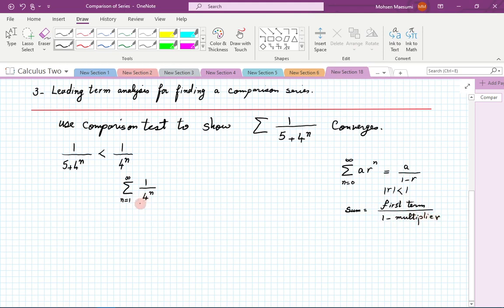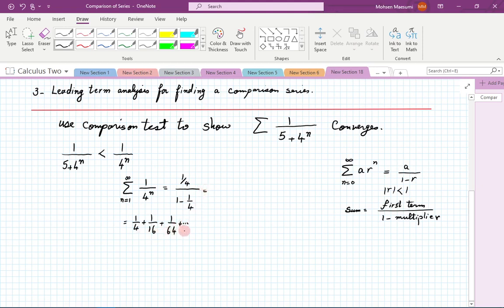So in this case, we are starting at 1, our first term is 1/4. Multiplier, every time we are multiplying by 1/4 again. Let me write this so that I make sure everybody follows the discussion. At n equal to 1, we are starting with 1/4. At n equal to 2, I have 1/16. N equal to 3, I have 1/64, and so on.